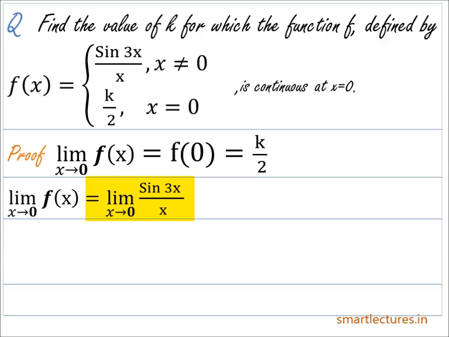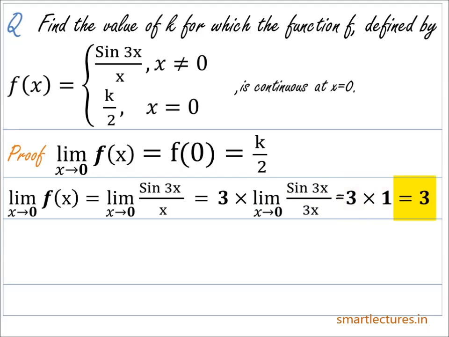now to calculate this limit, we shall multiply both numerator and the denominator by 3. So now this limit becomes 3 into limit x approaches 0 sine of 3x upon 3x. And as per the properties of limits, limit x approaches 0 sine x upon x is equal to 1. That means now this limit finally becomes 3 into 1 or 3.